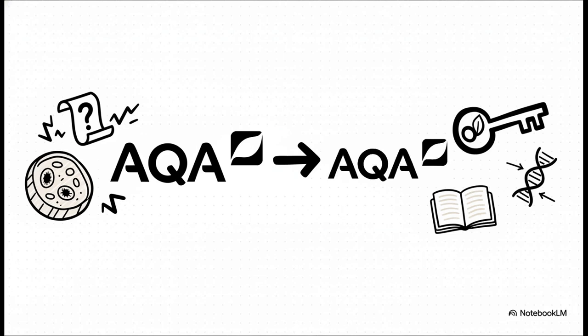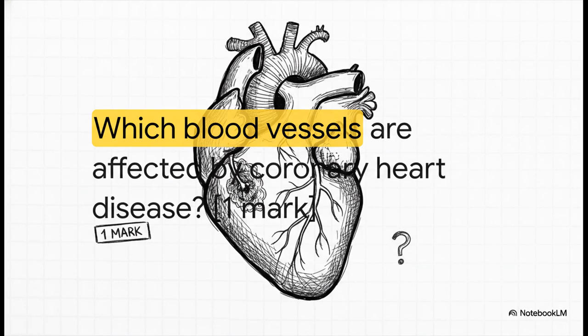So check this out. On the left, you've got the exam paper. That's our challenge. And on the right, that's the official AQA mark scheme. This thing, it's our secret weapon. By looking at these two side by side, we can learn to think exactly like the person who's going to be marking your paper. Okay, let's kick things off with question 1.1, a classic one-marker.